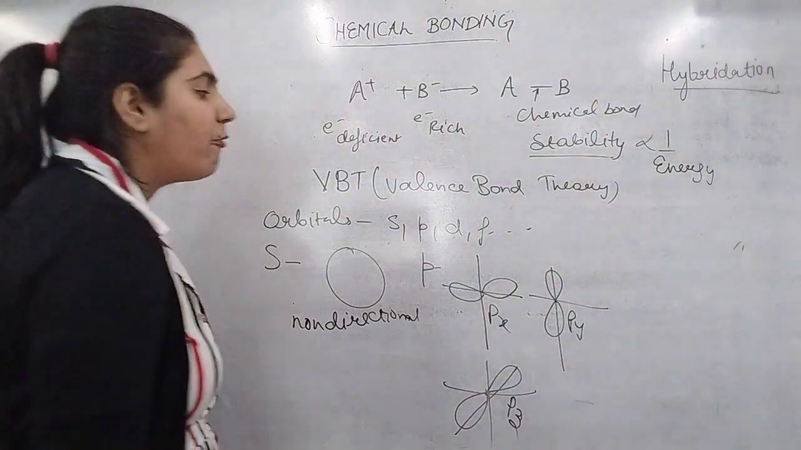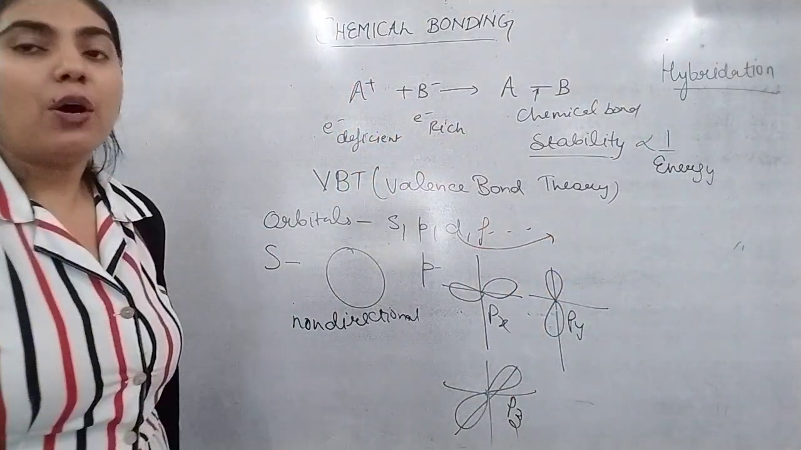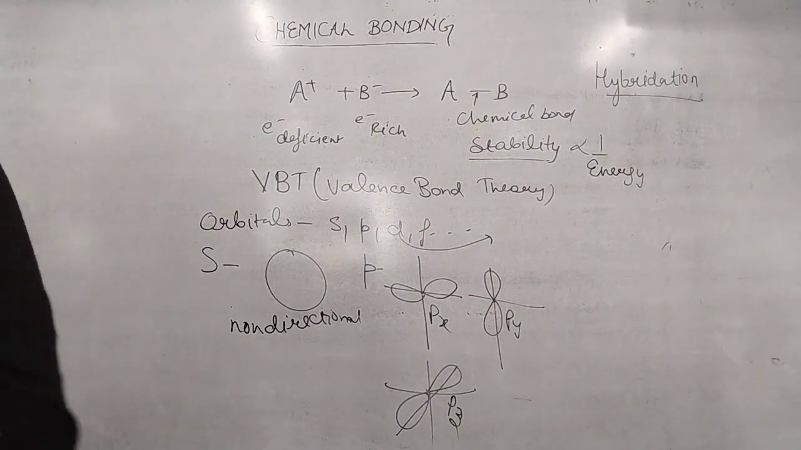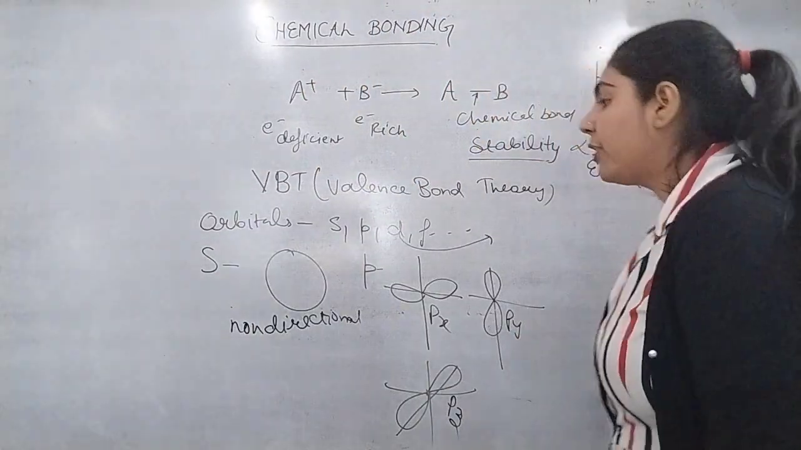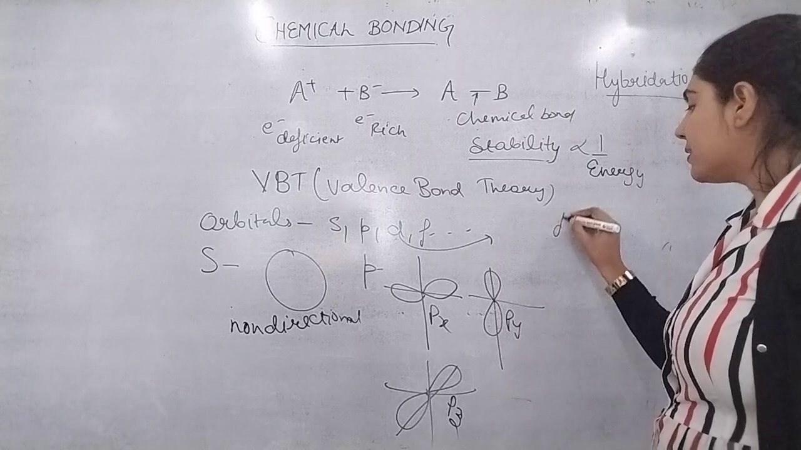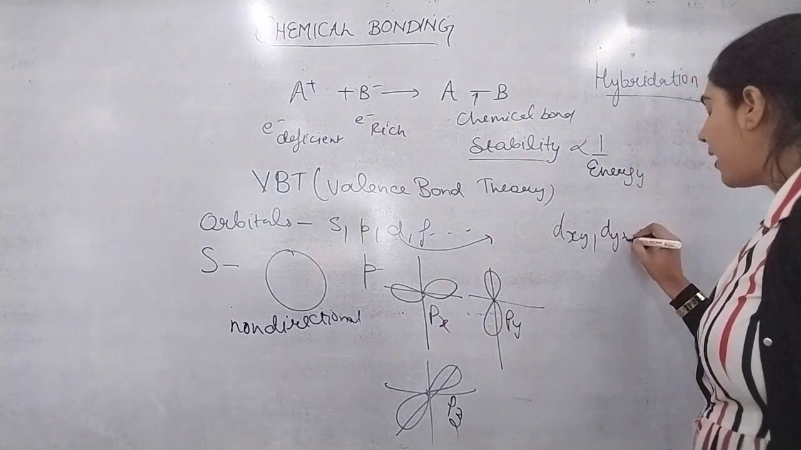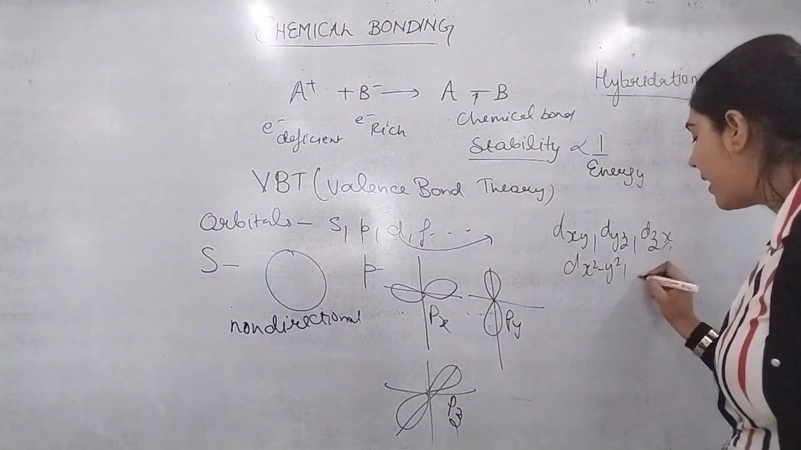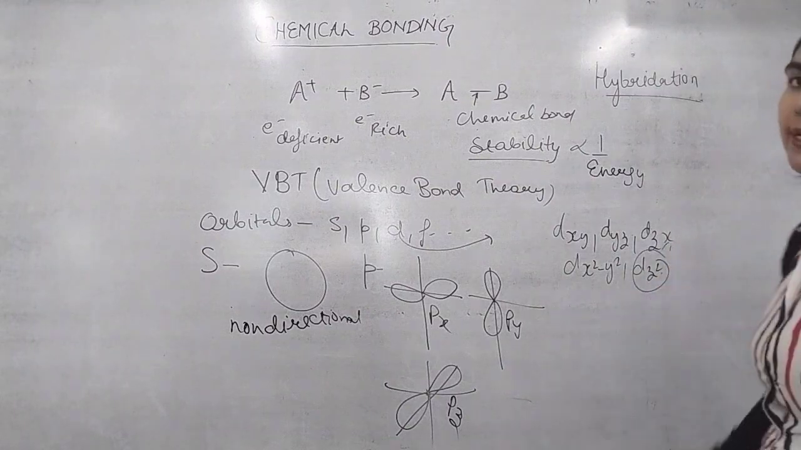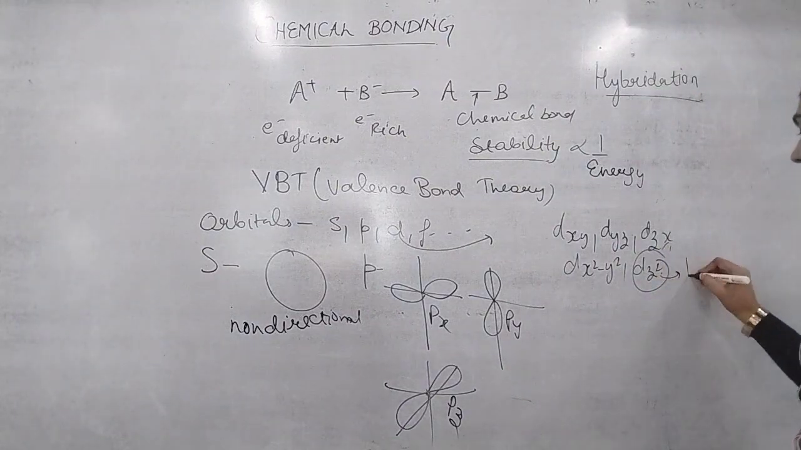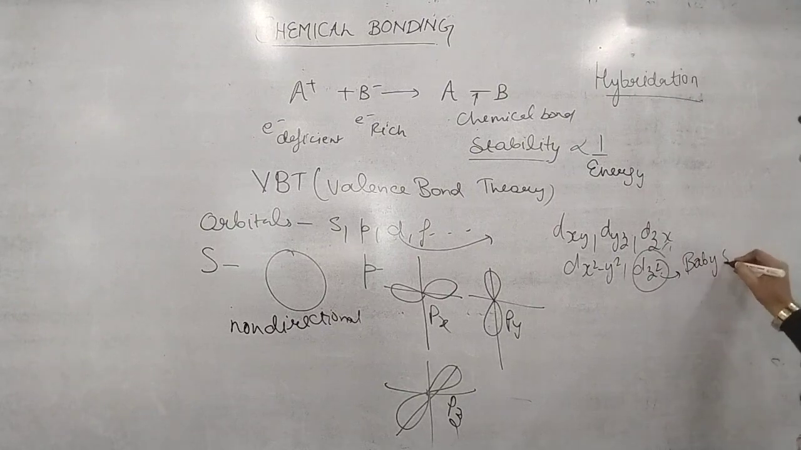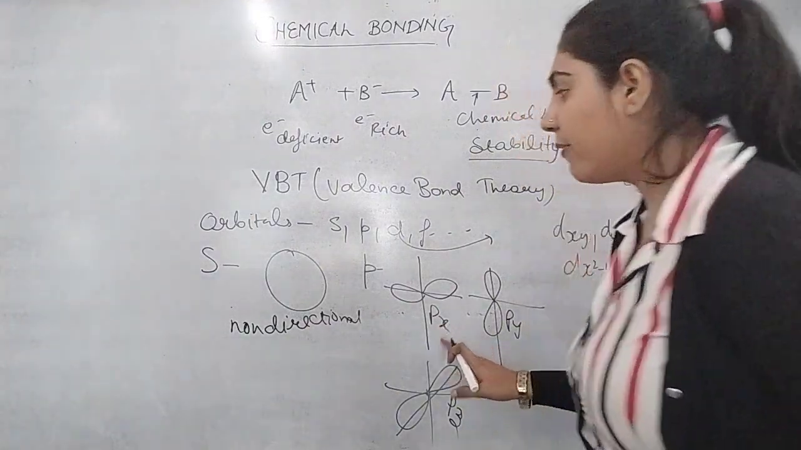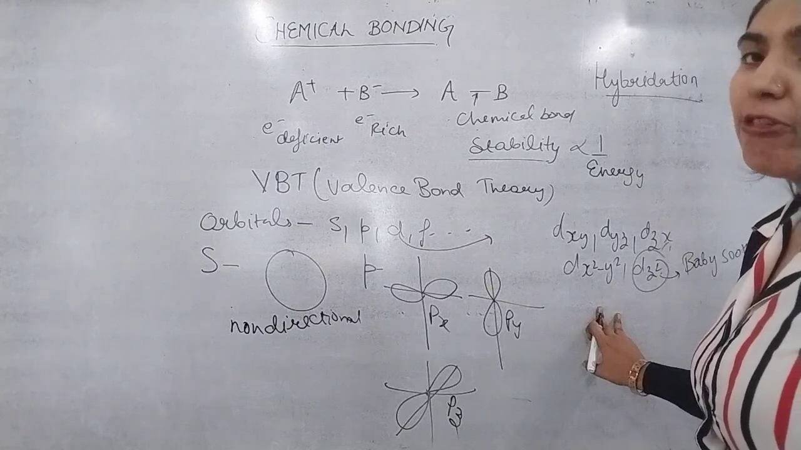Now what is the shape of D orbital? You must know that D orbital has the shape of a double dumbbell, right? There are different orbitals of D, that is dxy, dyz, dzx, dx square minus y square, and dz square. This dz square appears to be the shape of a dumbbell with a ring. There are 5 orbitals in D, 3 orbitals in P, and 1 orbital in S.